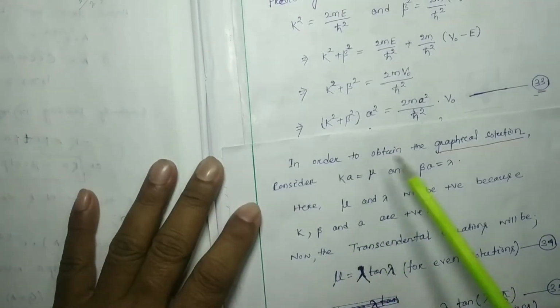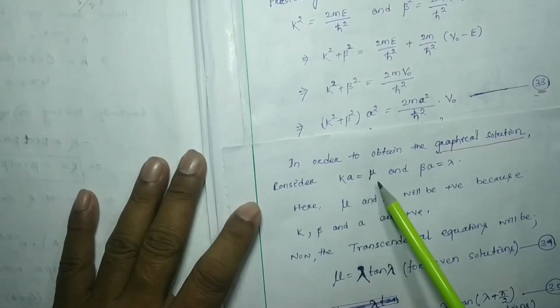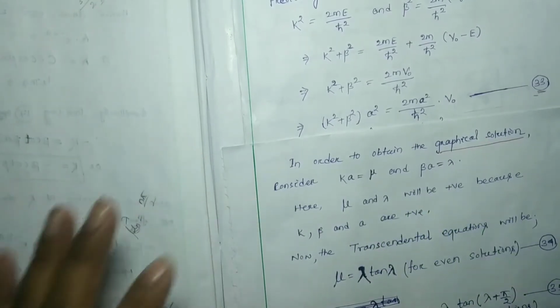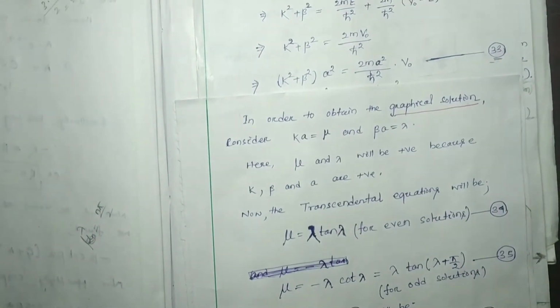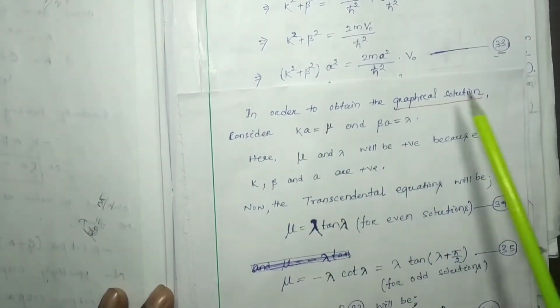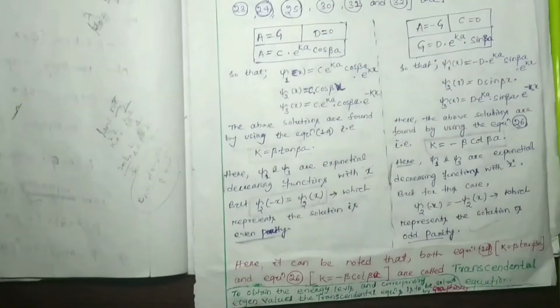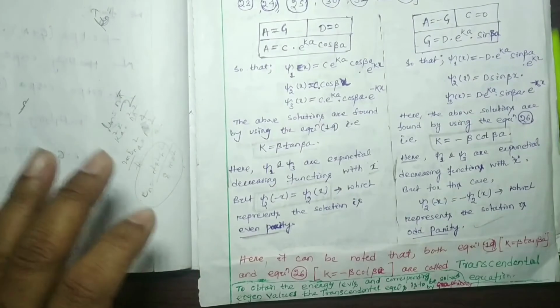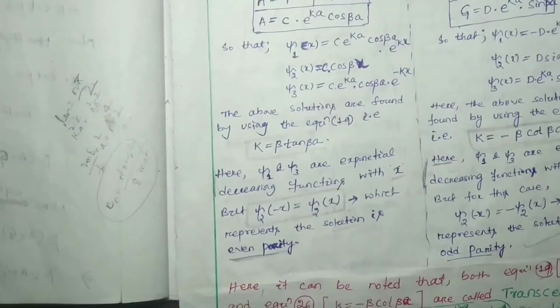So now, in order to obtain the graphical solution, consider k a equal to mu and beta a equal to lambda. Actually, I forgot to write one sentence here, in order to obtain the graphical solution. You can write here, I have written it. After writing this one, you just follow me. I am going to zoom this one for you.